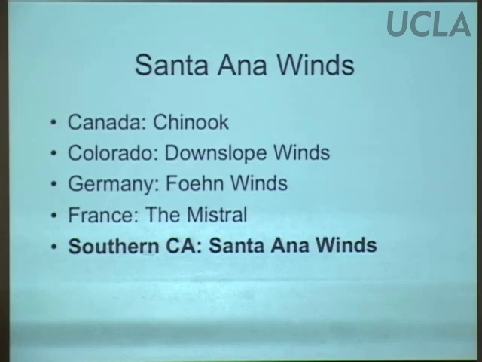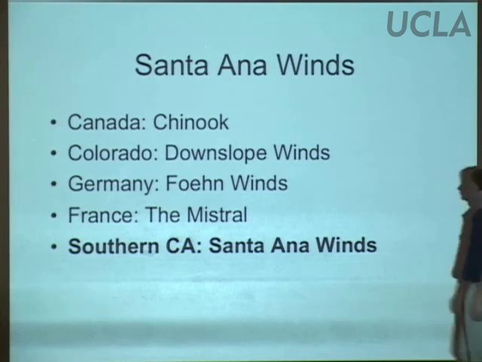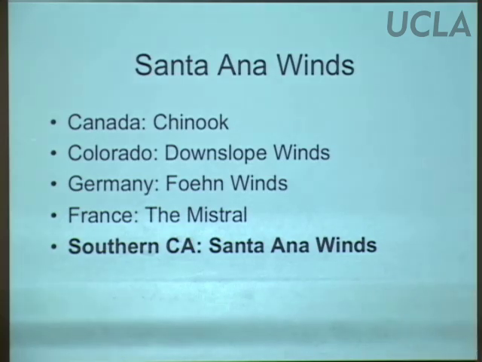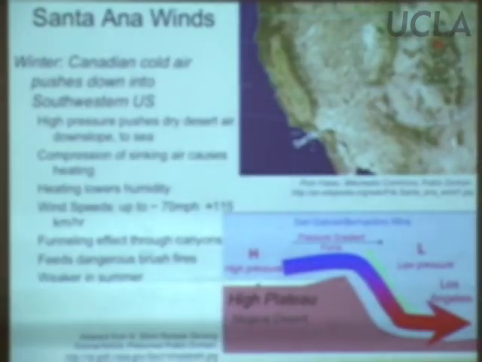And you get Chinook winds, which is a word that I think means snow eater. So they typically occur during the winter. They're relatively warm. The snow just goes away. In the Alps, you get foehn winds. In France, the Mistral. And in Southern California, we get Santa Anas. So let's look at those in a little bit more detail.